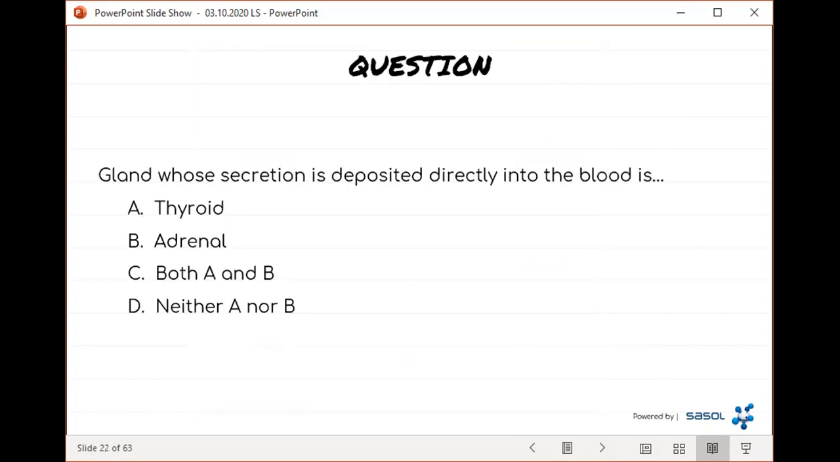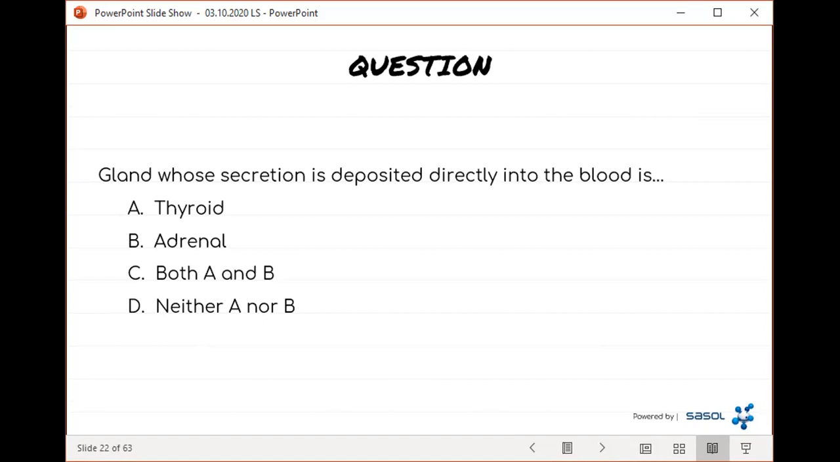Then we have a question. A gland whose secretion is deposited directly into the blood is A, thyroid, B, adrenal, C, both A and B, or is it D, neither A nor B? So the question is asking which gland's secretion rather is deposited directly into the blood.